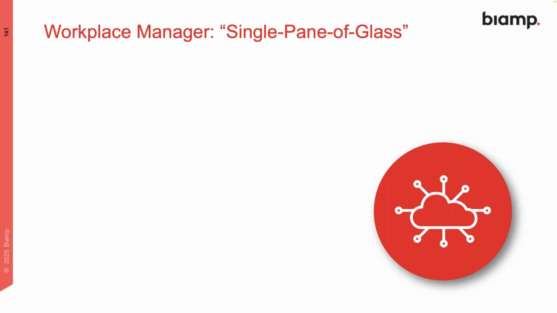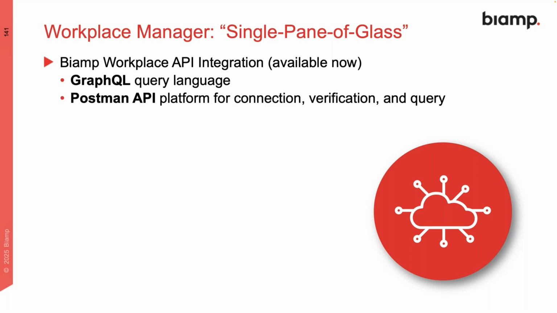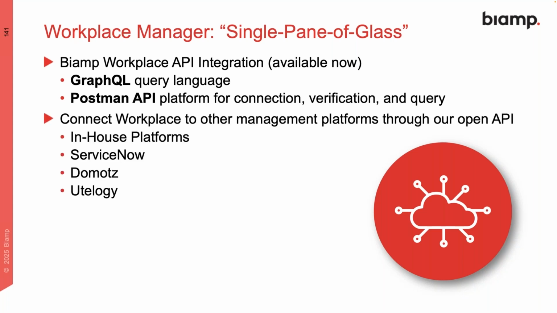And I just wanted to put in a quick plug here that the Biamp Workplace does have an open API integration. We use the GraphQL query language. You can use Postman to verify a connection and some queries if you'd like to. There's a ton of customers that we work alongside here with, like in-house platforms, as well as ServiceNow and Dumots and Utelogy. This open API can be used if you wanted to explore the single pane of glass.